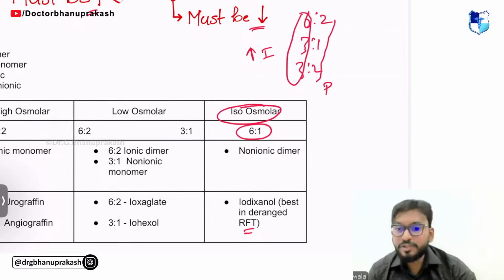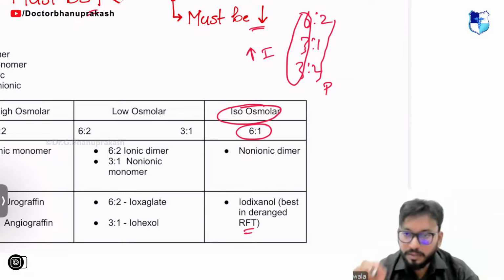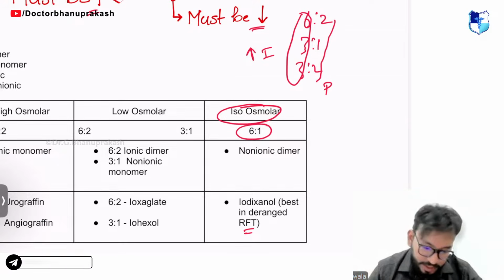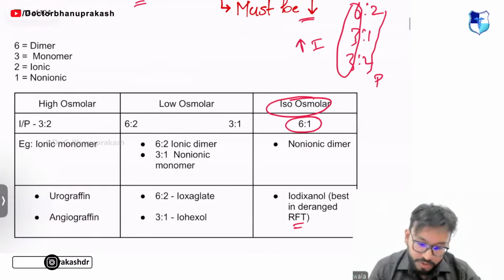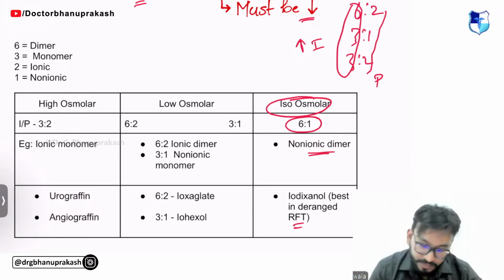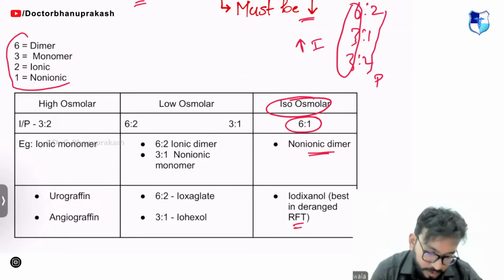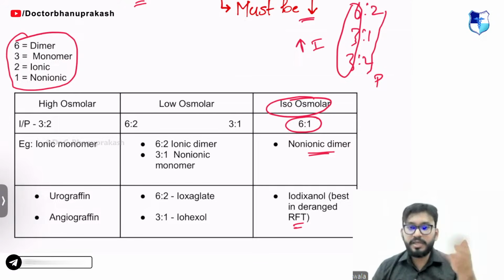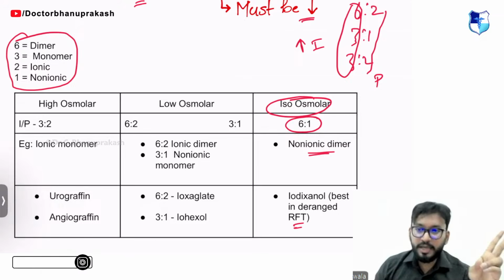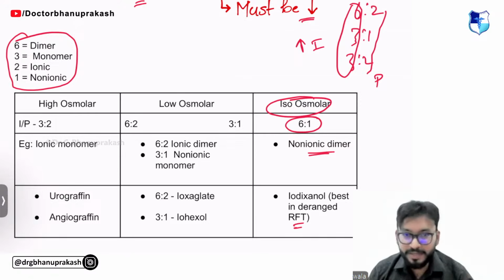Isoosmolar. Why isoosmolar? Because the P, the one which is osmotically active, is very less. It is isoosmolar. Again, low osmolar, guys. This is a non-ionic dimer. Remember, this is a simple trick. If you see 6, it is dimer. If you see 3, it is monomer. If you see 2, it is ionic. If you see 1, it is non-ionic. If you want to remember it this way, you can.